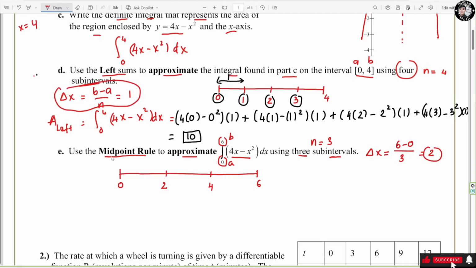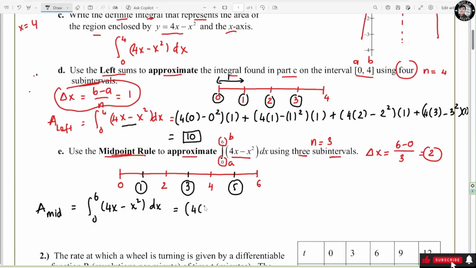Now, since this one is the midpoint, the midpoints right here, this one should be 1, this one should be 3, and this one should be 5. So we're going to use these values of x right here. So we have the midpoint approximation of the integral from 0 to 6 of 4x minus x squared dx equals. Now substitute 1 for x into this expression right here to find the height. So we have 4 times 1 minus 1 squared, times the width, which is 2 right here.